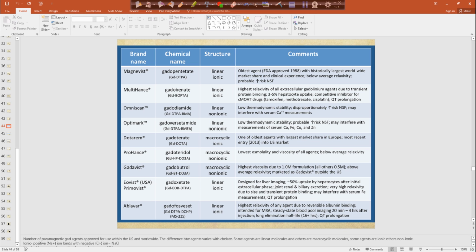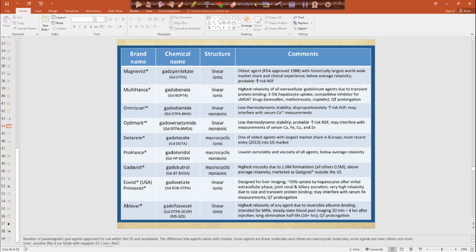Let's look at the two agents that we use here at Emory, Prohance and Dotarem. You can see here Prohance is macrocyclic and it's non-ionic. So very stable. It says below average relaxivity. So the radiologists weren't as happy with the switch from Multihance to Prohance because our lesions didn't appear as bright. So it's harder for them to distinguish pathology. But it's a more stable agent, so we're really concerned with patient safety. So that's why we made the move.